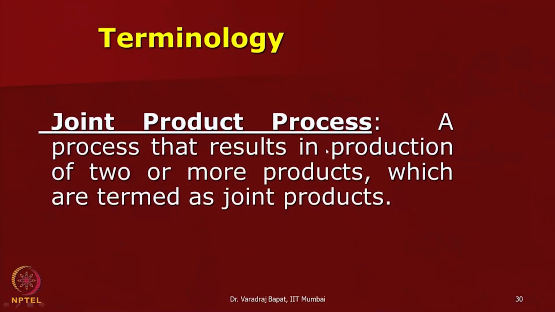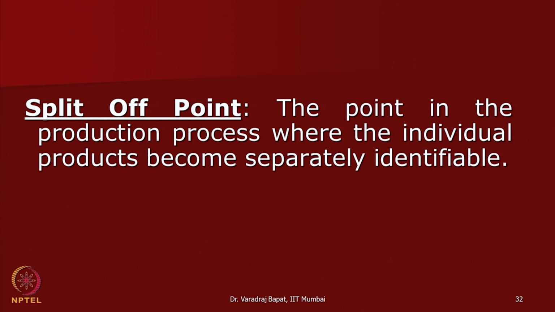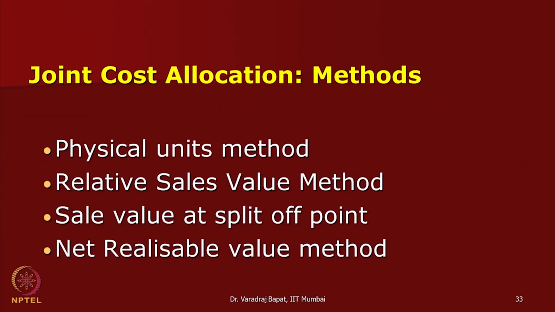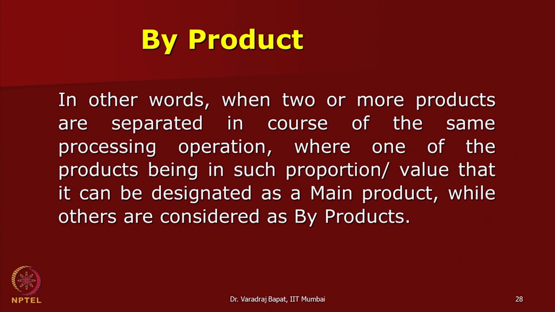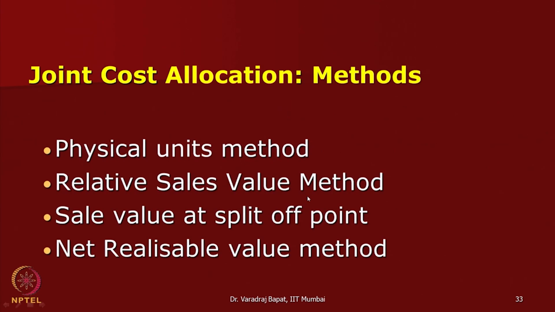Some of the small terminologies. Now a joint product process is a process which results in two or more products. The costs which are incurred up to a split off point are considered joint product costs. At split off point, the two products separate. Now the cost issue involved is that whatever cost is incurred up to the split off needs to be carefully separated and charged to two products.